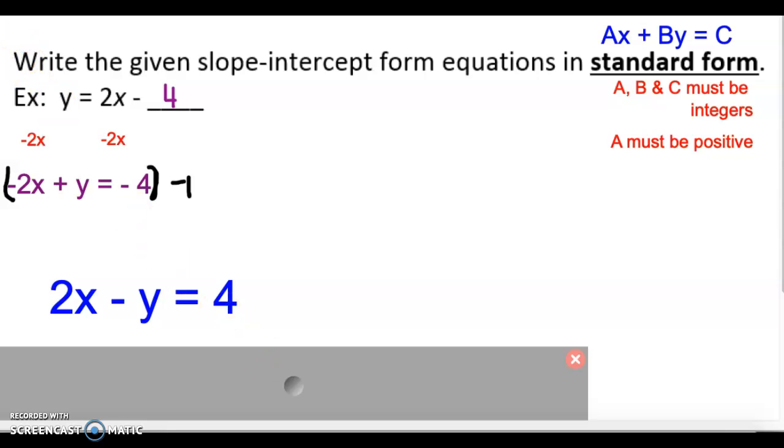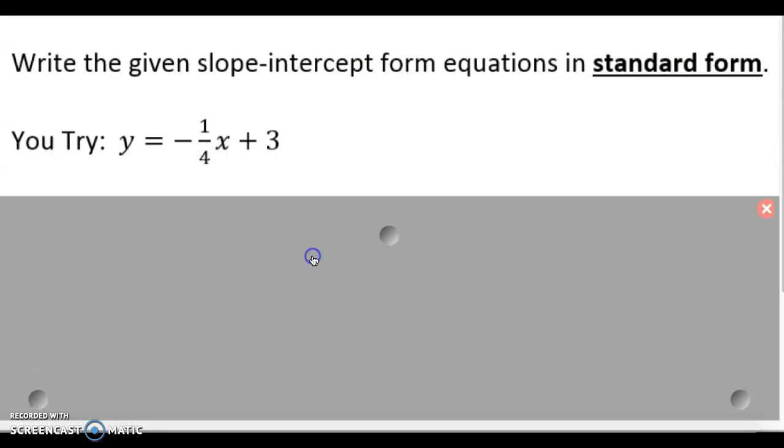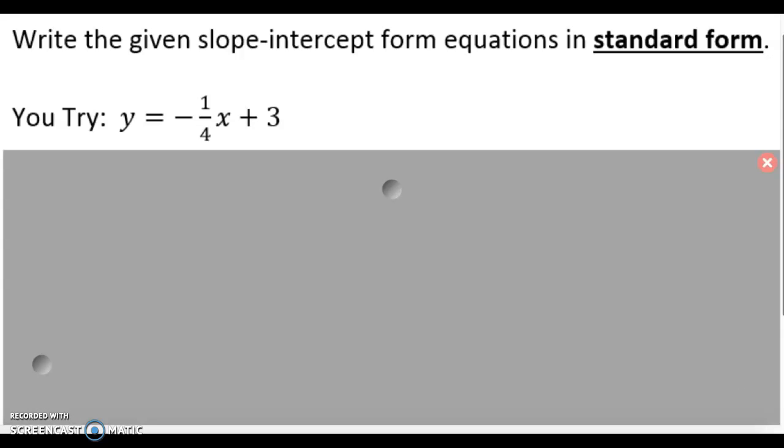So I'm going to have you guys write this one down, and I'm going to walk you through this, but you can pause the video and try to walk through it right now all on your own. Look at this one. We've got y equals negative 1/4 x plus 3. So we want to make sure that we are in standard form, so that's ax plus by equals c.